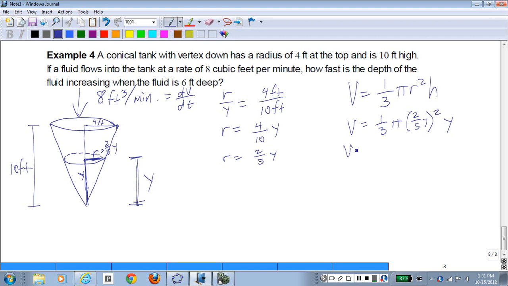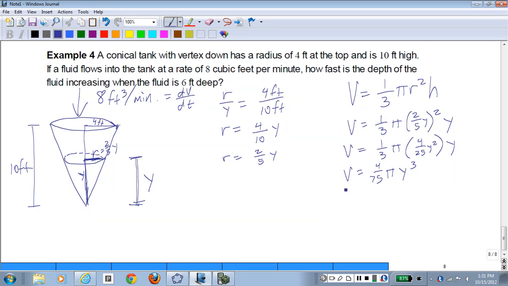Simplify a little bit first. V equals 1/3 pi times 4/25 y squared times y. So v equals 1/3 pi... well, why don't we say 4/75 pi y cubed. So this formula doesn't work for every right circular cone, but for this one, because the ratio of radius to depth is 4:10, it works for this one.